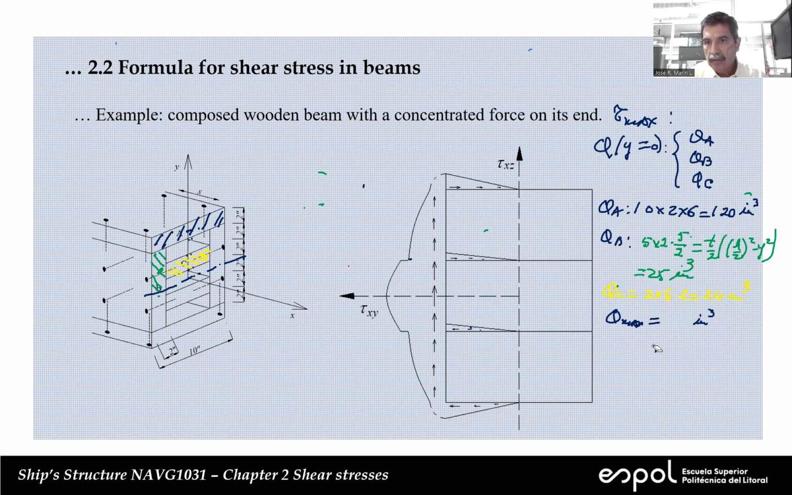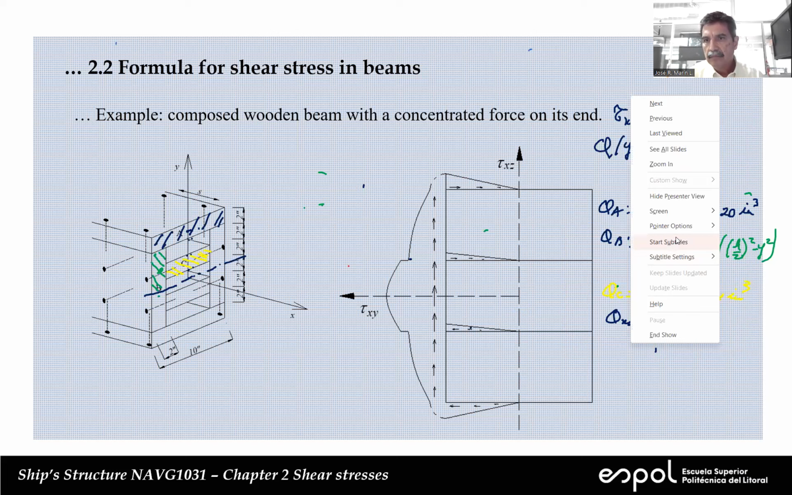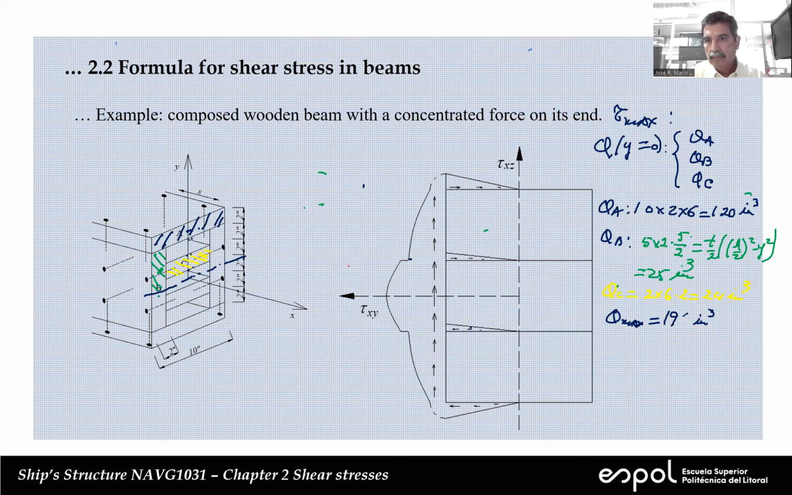So it's 15, 170, and 194, right? Okay, so we have everything. Tau max.